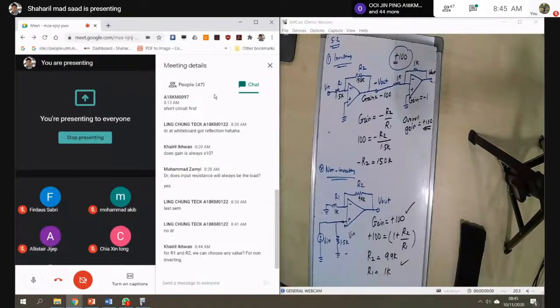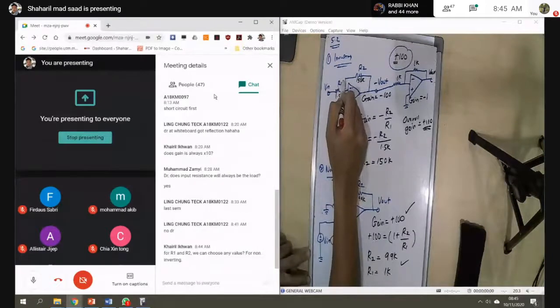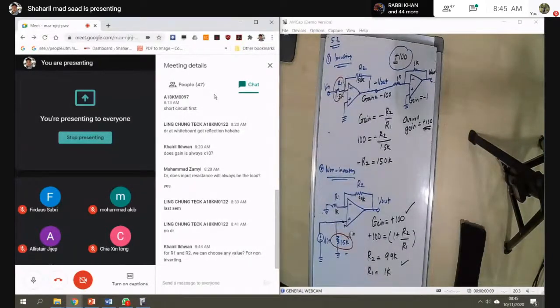For the input impedance, for the non-inverting, this is the input impedance. For the inverting, this is the input impedance.